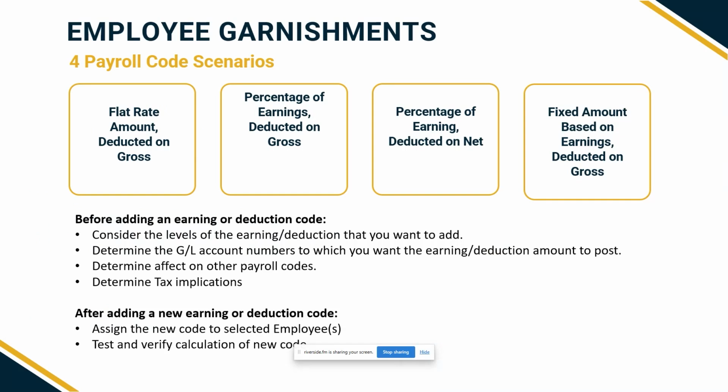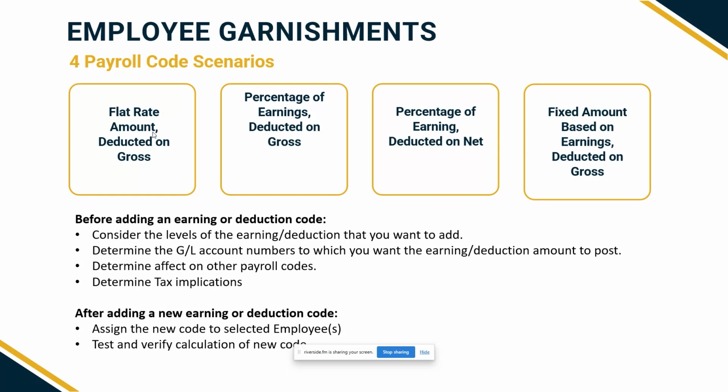So we have 4 payroll code scenarios that I'm going to show you today. One is a flat rate, so a garnishment that is a flat rate that you want to add to your employee profile. I'm going to show you how to set that up. Then we're going to do a garnishment that's based on a percentage of earnings. And both the flat rate and the percentage of earnings are going to be on the gross amount.